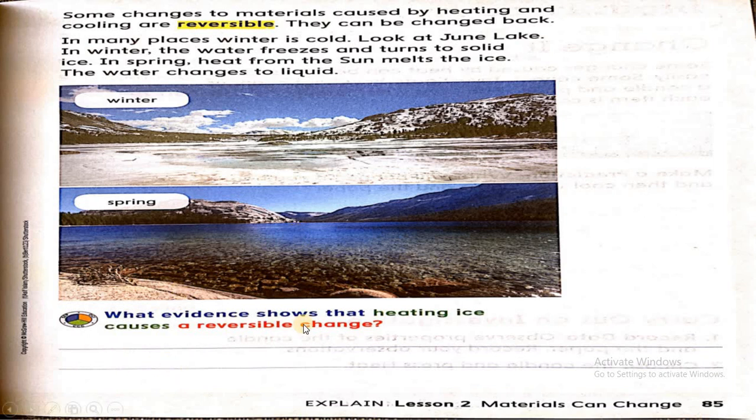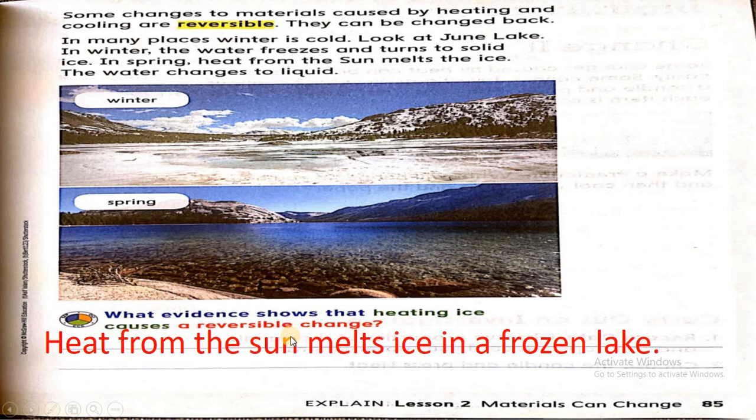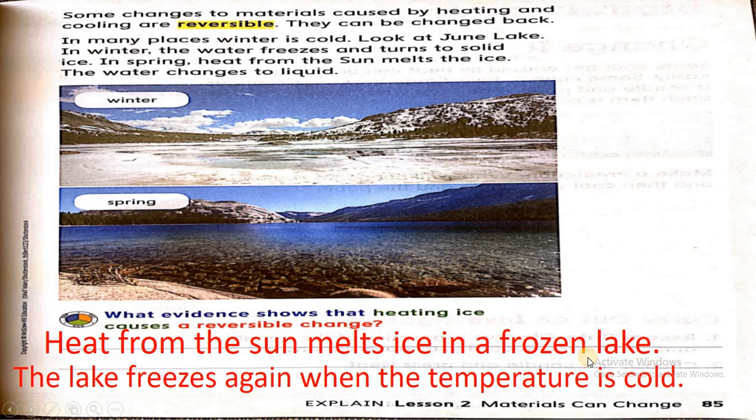So, what evidence shows that heating ice causes a reversible change? Please write. Heat from the sun melts ice in a frozen lake. But the lake freezes again when the temperature is cold.